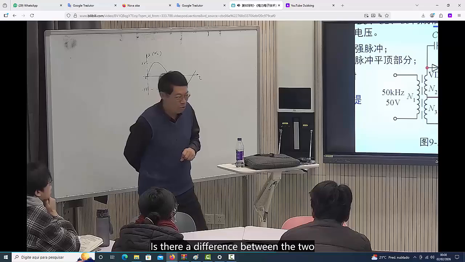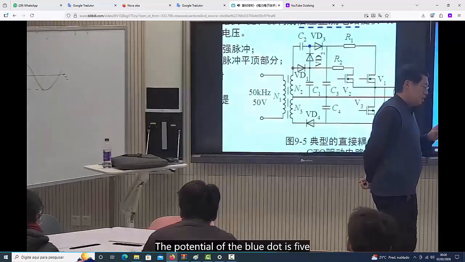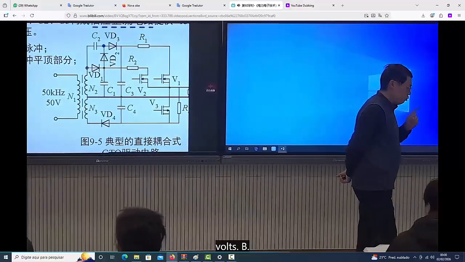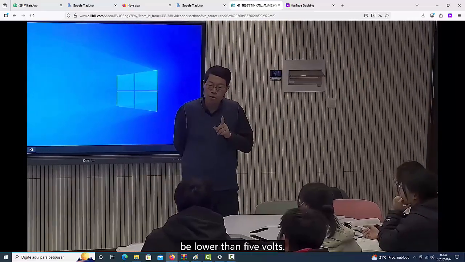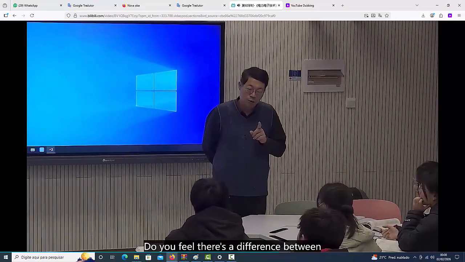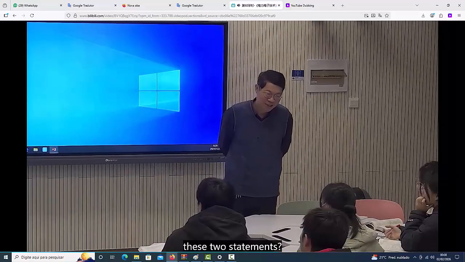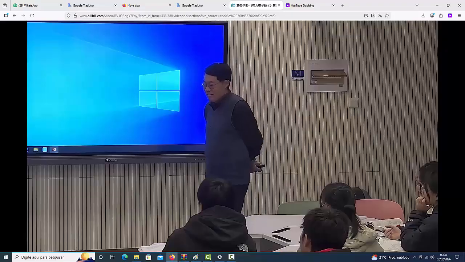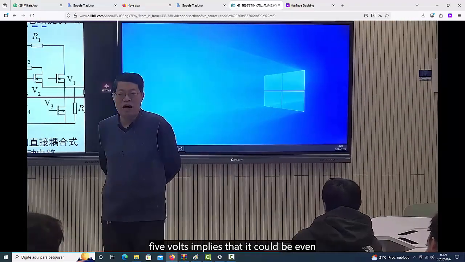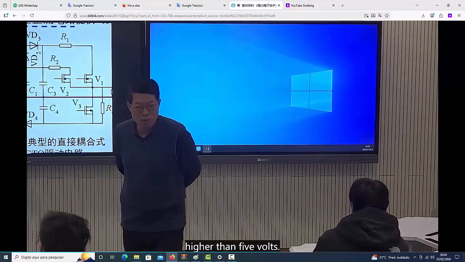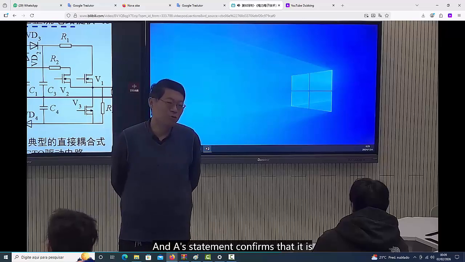Is there a difference between the two statements? Let me repeat. A. The potential of the blue dot is 5 volts. B. The potential of the blue dot will not be lower than 5 volts. Do you feel there's a difference between these two statements? B's statement that it is no less than 5 volts implies that it could be even higher than 5 volts. And A's statement confirms that it is 5.